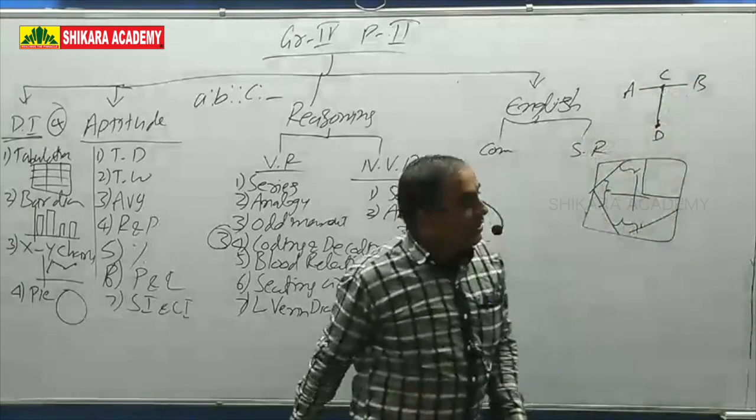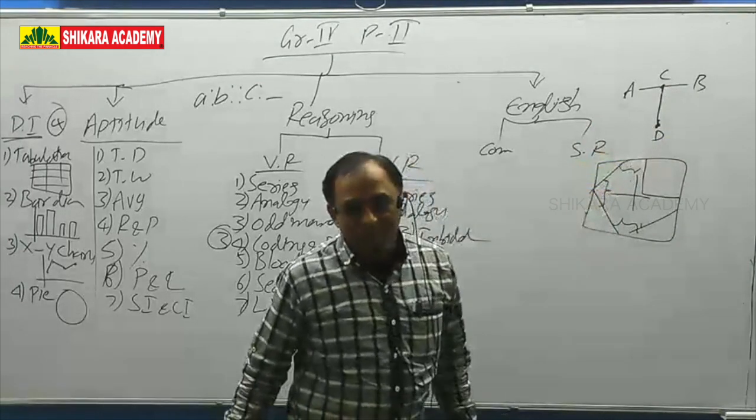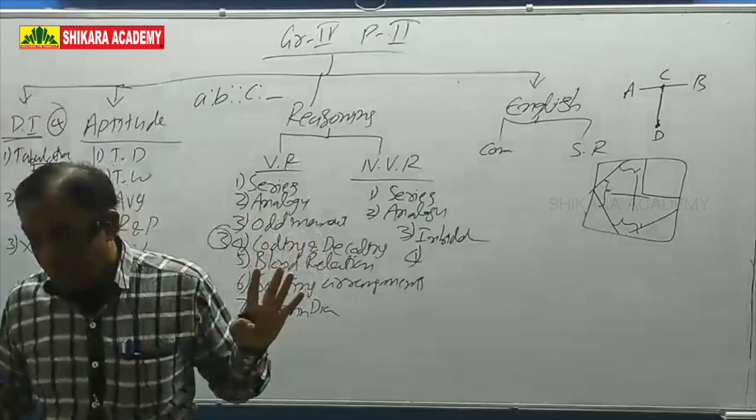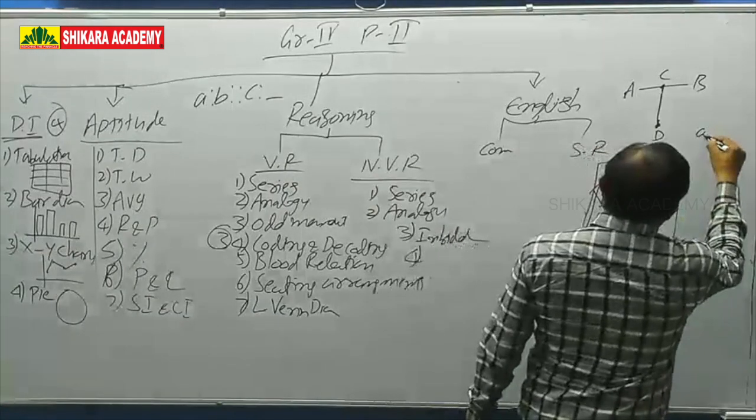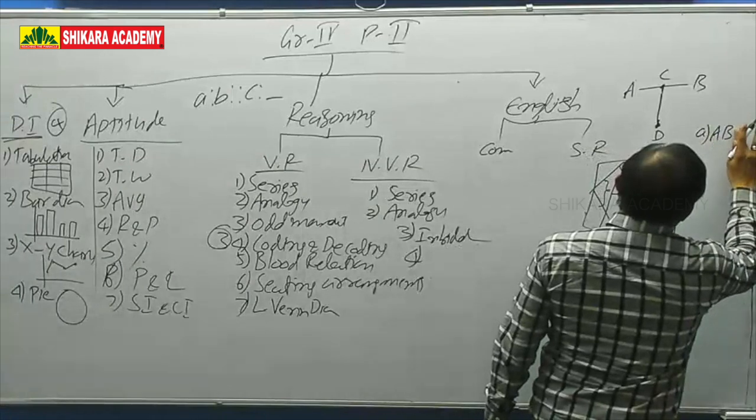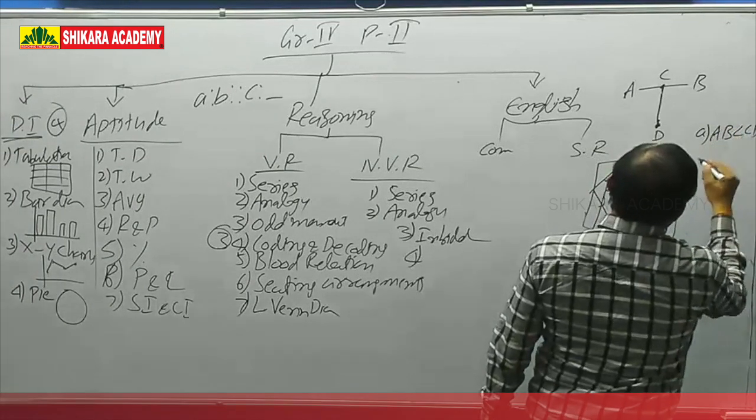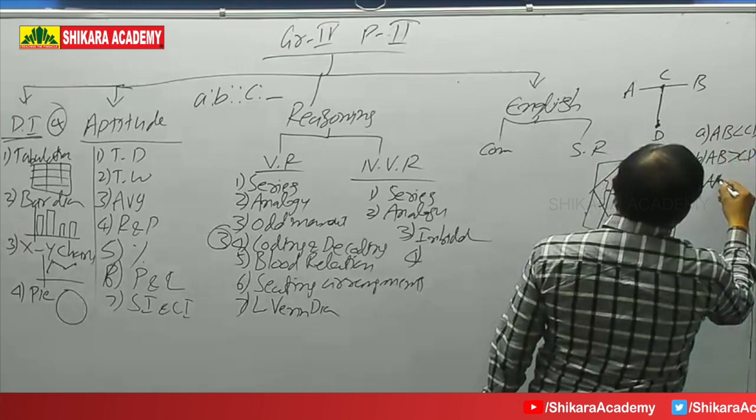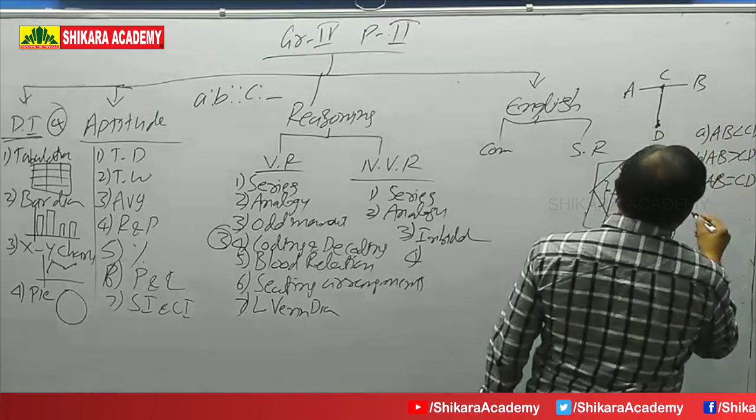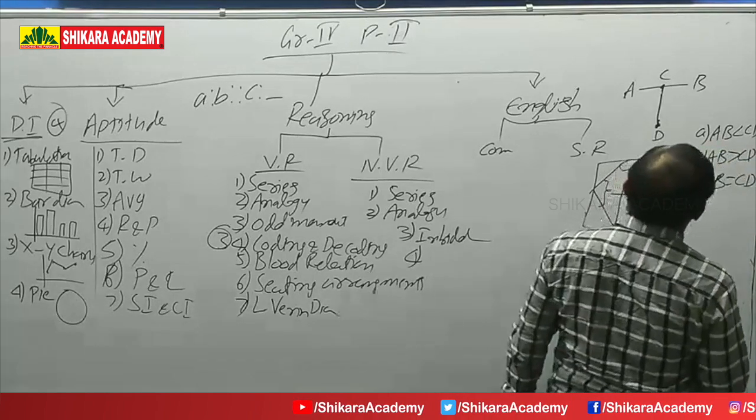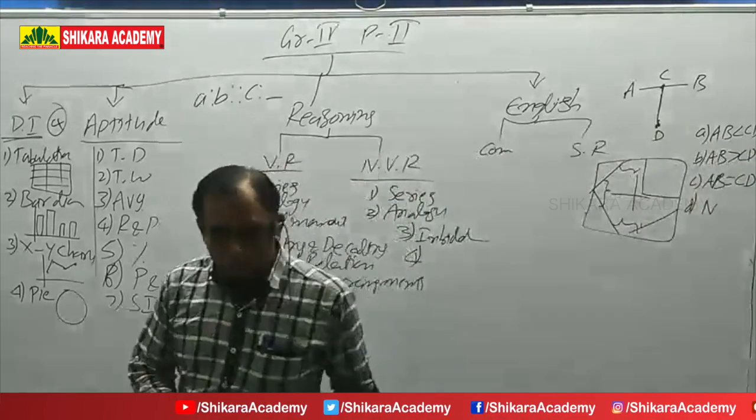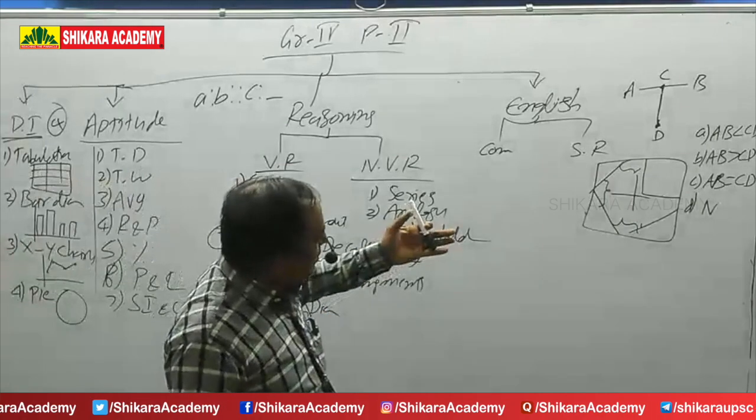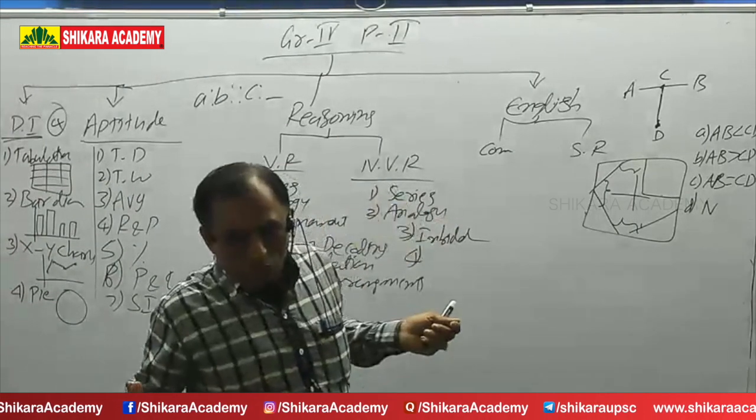This is one non-verbal reasoning question. A, B, C, D. Only a diagram is there, and below the question four options are there. Option A, AB is less than CD. Option B, AB is greater than CD. Option C, AB is equal to CD. Option D, none of the above. Now tell me the answer.